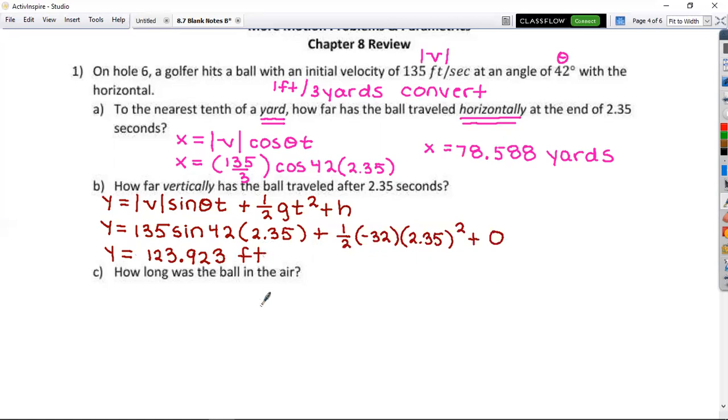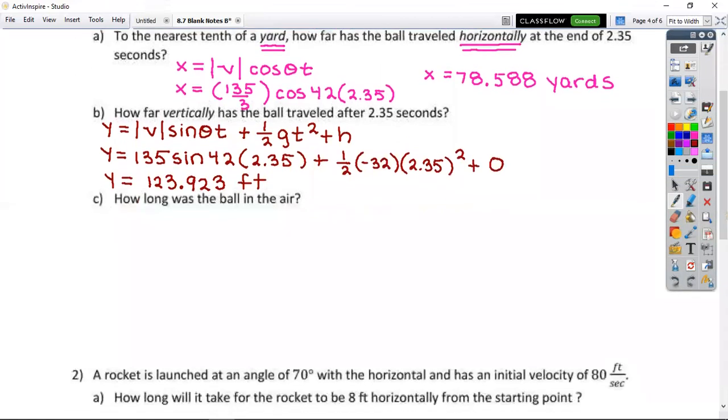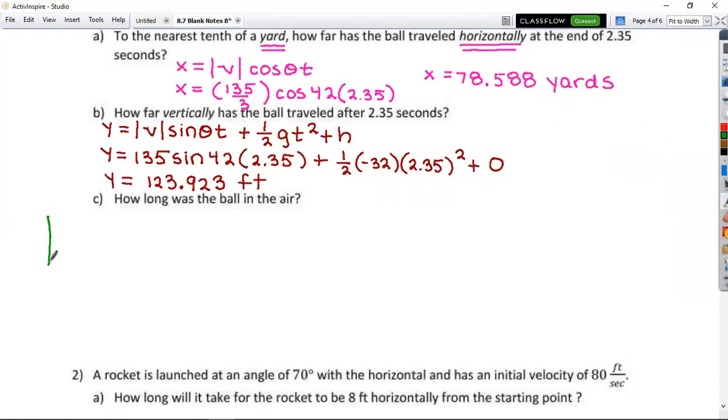All right, so letter C, how long is the ball going to be in the air for? So if you kind of think about your golfing, let's get you a little picture. So your ball starts and it's on the ground and then you hit it. And I guess you want to pretend you hit it well. It went up into the air and then came back down. So you're kind of doing one of these.